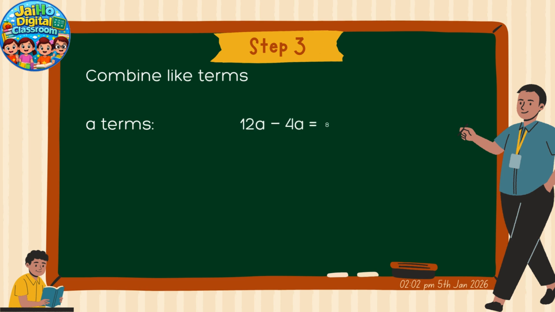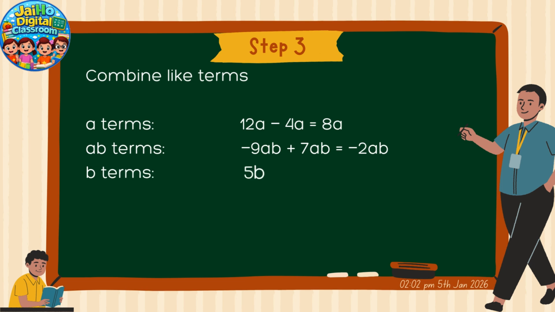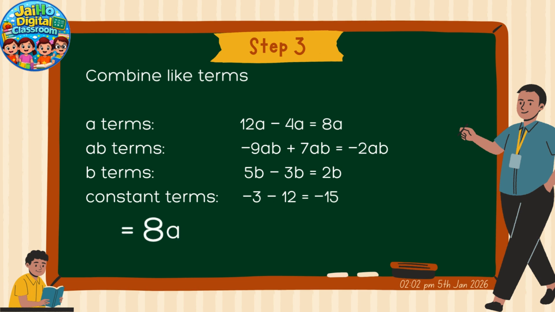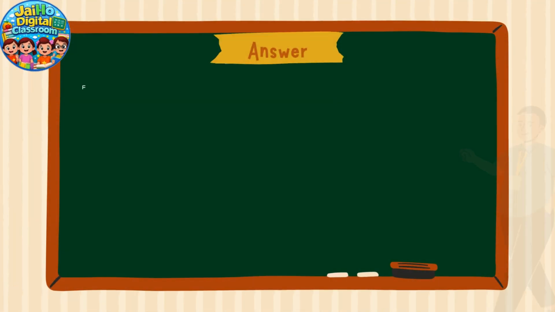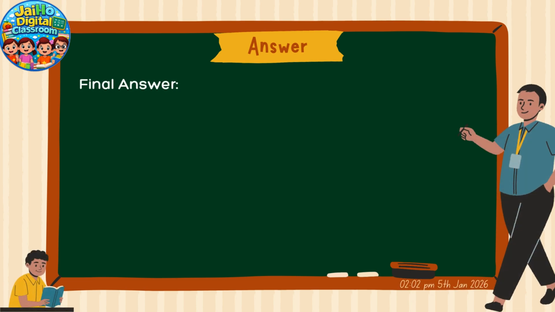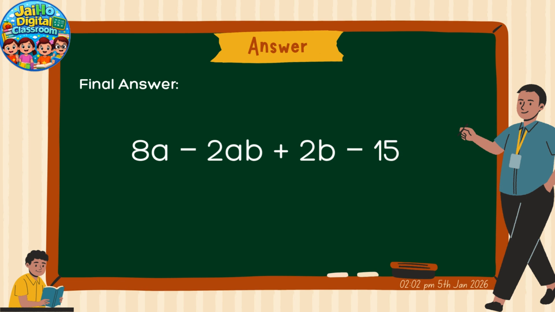Next, we combine like terms: a terms, ab terms, b terms, constant terms. Now, we write the final simplified expression. The answer is 8a minus 2ab plus 2b minus 15.